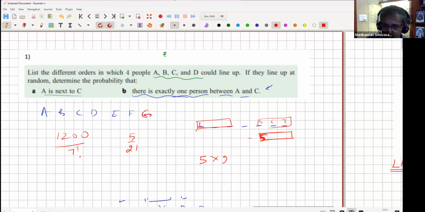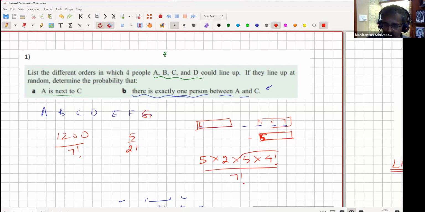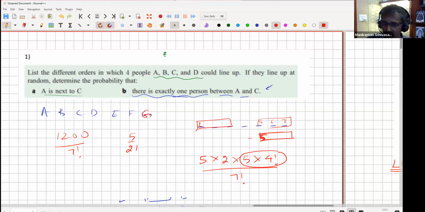And then 2 ways where A and C can be left, right, or right, left at the far ends. And then 5 ways to select who the person sitting between them will be, and the remaining 4 can arrange themselves in 4 factorial ways, upon 7 factorial total. Now 5 into 4 factorial is 5 factorial. So I can cancel off 5 factorial with 7 factorial, leaving 6 into 7. And then this can be simplified further as 5 over 21.